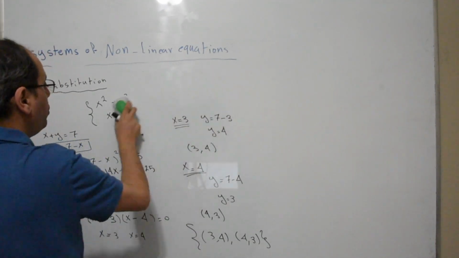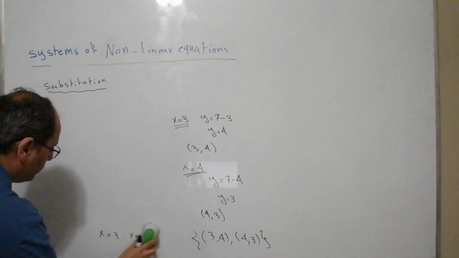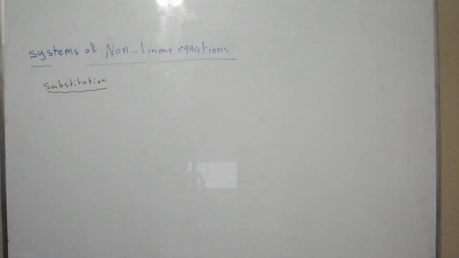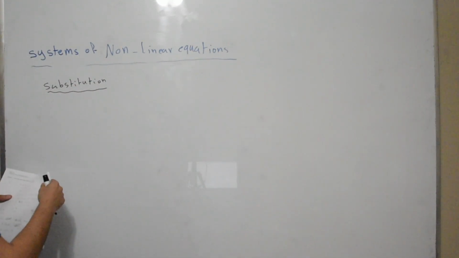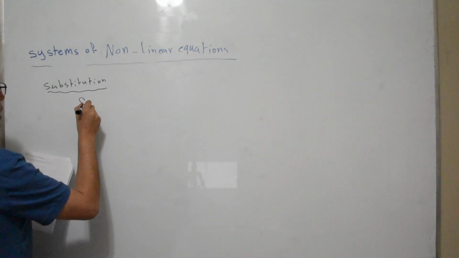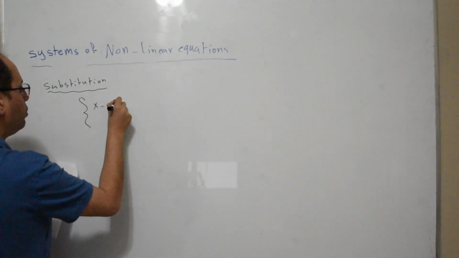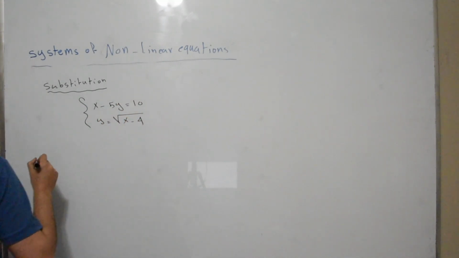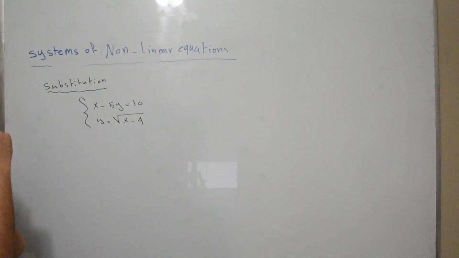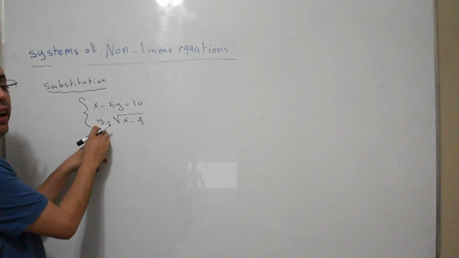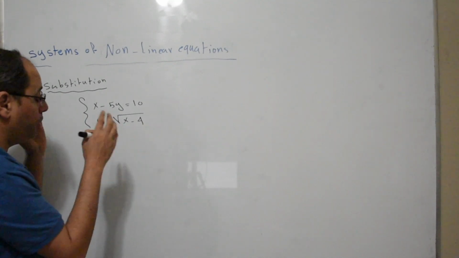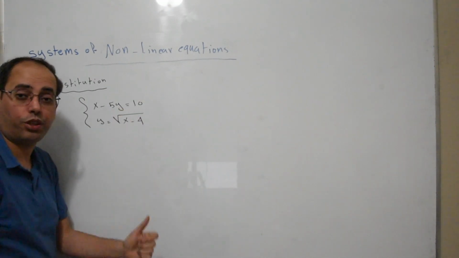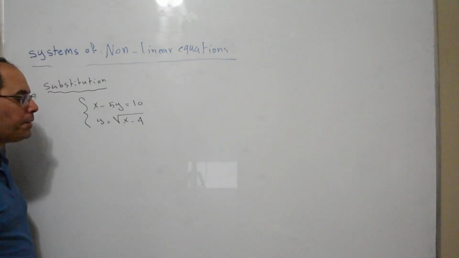Alright, I'm going to use substitution also in this example. I have my system of equations here: x minus 5y equals 10, and y equals the square root of x minus 4. Now by substitution I have the value of y here ready. So the idea is, plug in the square root of x minus 4 instead of y in the first equation, and solve for x. I'm going to do that.